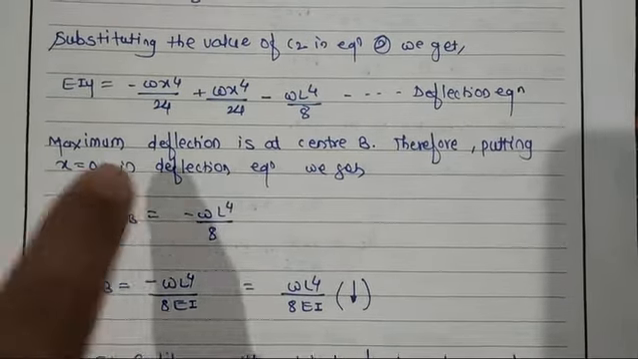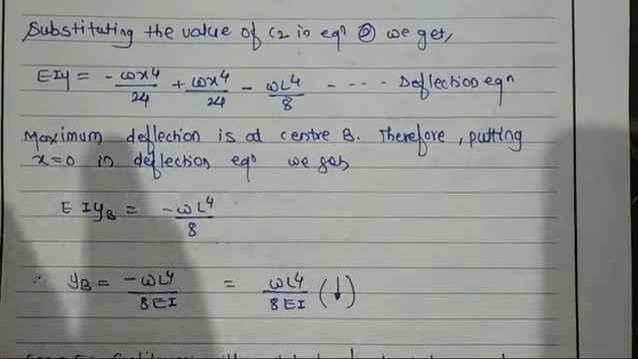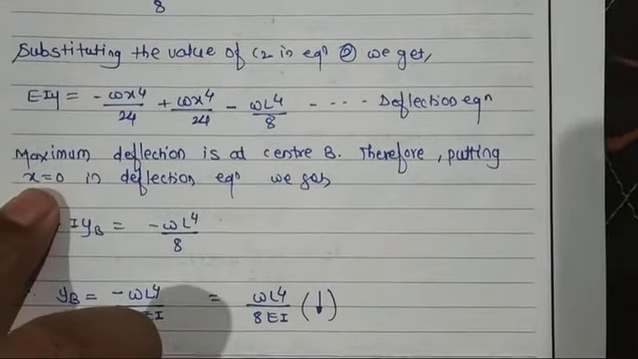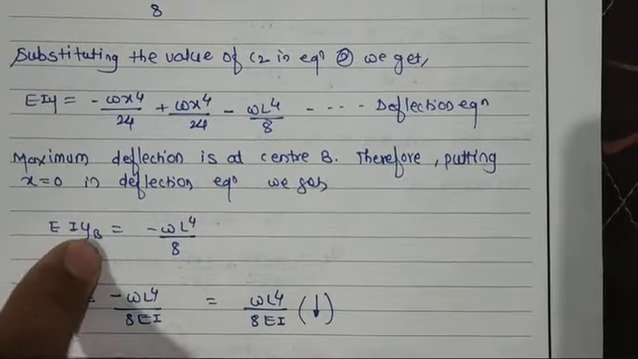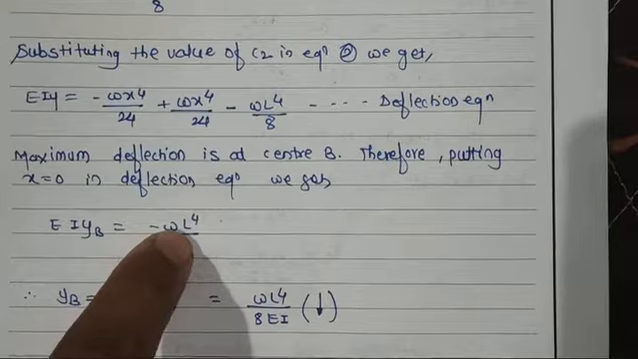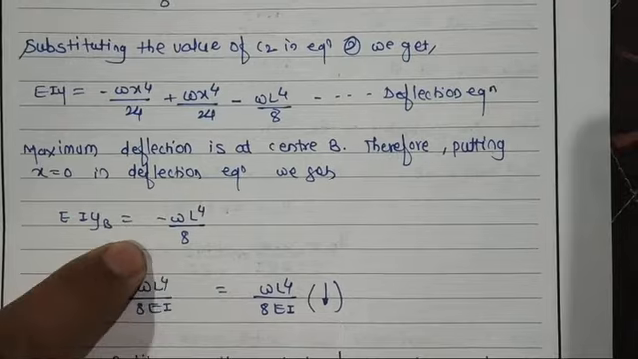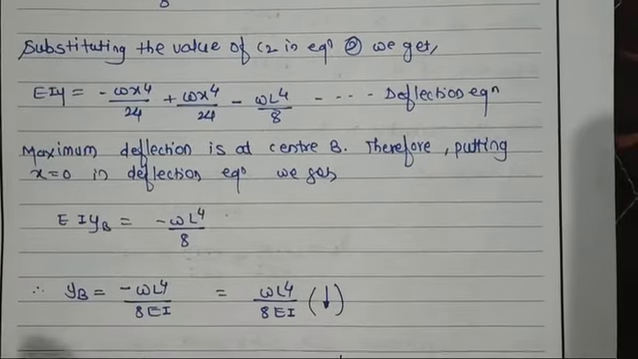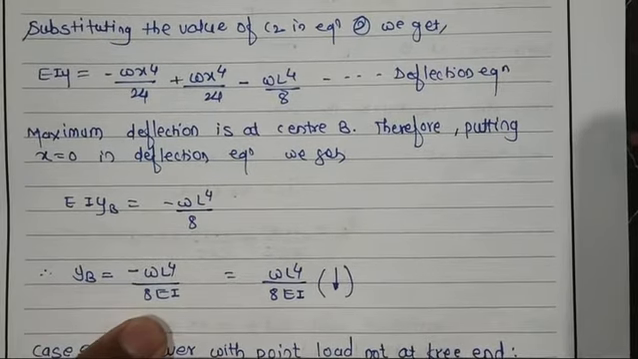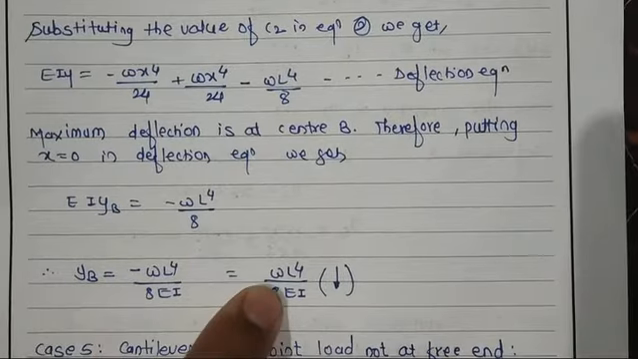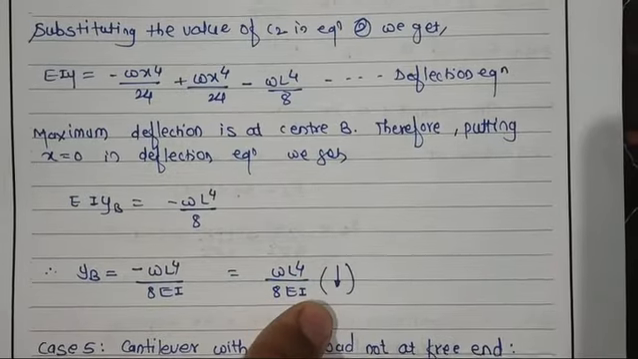For that we apply the boundary conditions. The maximum deflection is at point B. At the free end the deflection will be maximum and the slope is also maximum. Therefore, putting x is equal to 0 in the deflection equation, we get EI YB at point B is equal to minus W L raised to 4 divided by 8. The minus sign is there because the deflection is in the downward direction. So YB is equal to minus W L raised to 4 divided by 8 EI, downward.